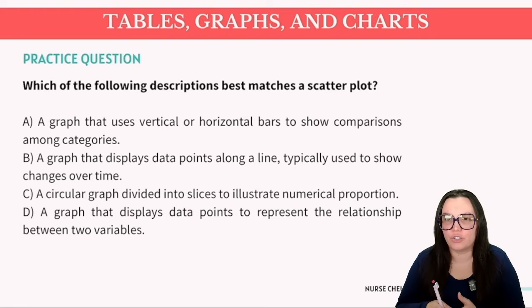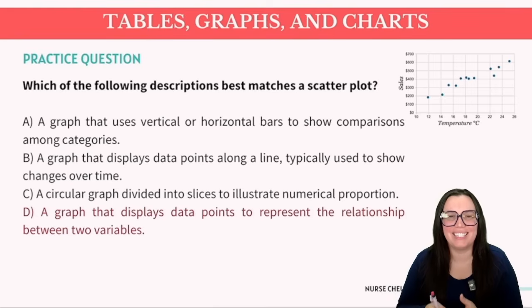Which of the following descriptions best matches a scatter plot? Is it A, a graph that uses vertical or horizontal bars to show comparisons among categories? B, a graph that displays data points along a line typically used to show changes over time? C, a circular graph divided into slices to illustrate numerical proportions? Or is it D, a graph that displays data points to represent the relationship between two variables?